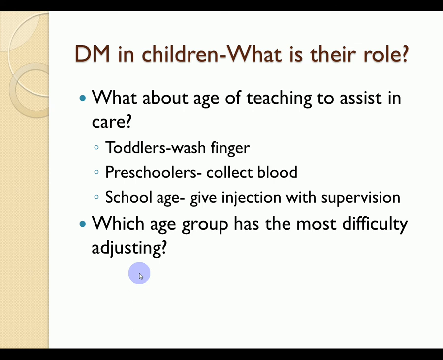Stress, if their parents divorce, leaving home, all those things also are going to increase their blood sugar levels as well. So just keep that in mind when you've got a child that's going through adolescence, that they will have fluctuations in blood sugars.